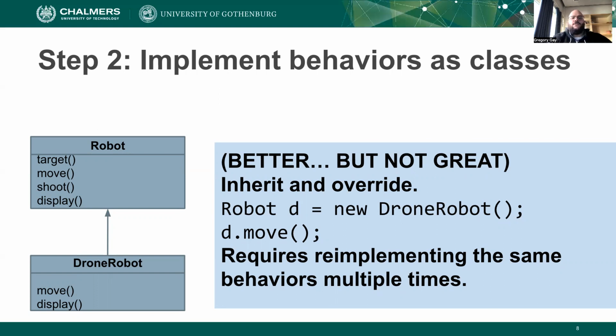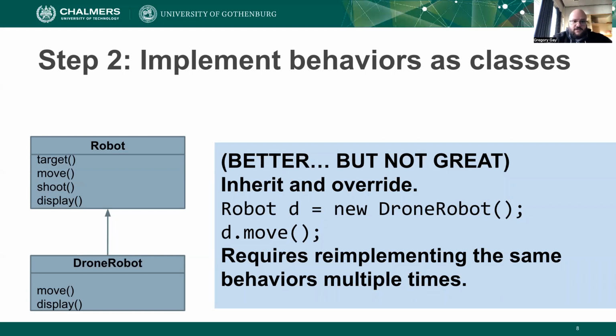This is better. We know that all robots have the same methods, so we don't need to know which robot we're working with. We can just program saying, hey, we have a robot and a robot can move. Okay, that's better. We can call the move method, we get the appropriate behavior.